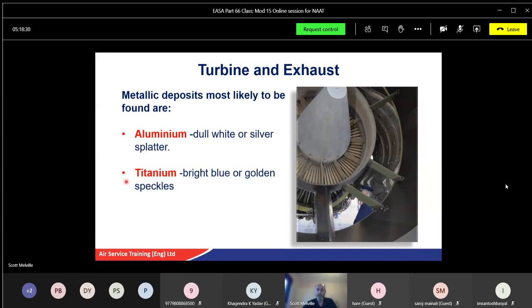All right, so light deposits there may be assessed in terms of damage performance. Heavy deposits might need removal. If you see big heavy deposits, which is not the normal, then yes, they should be removed.